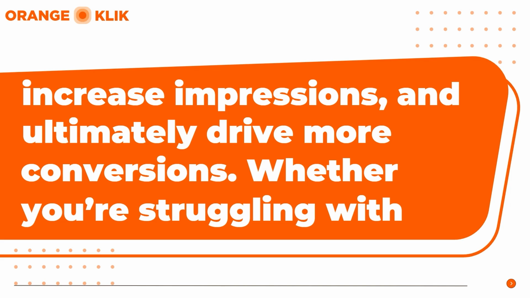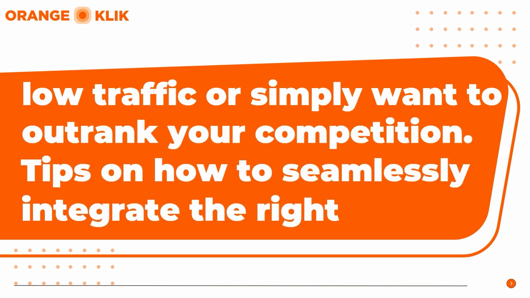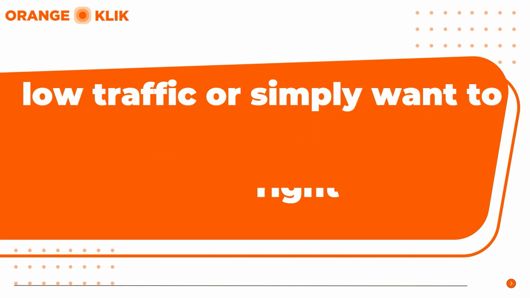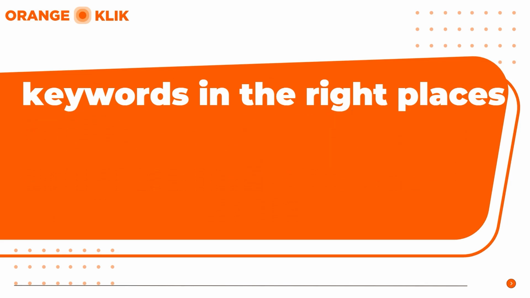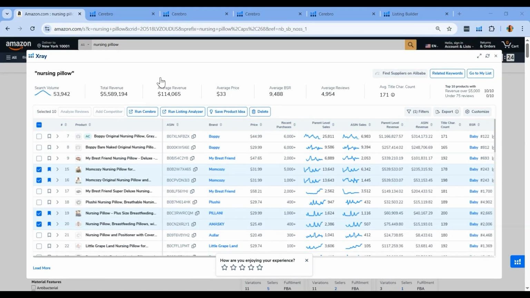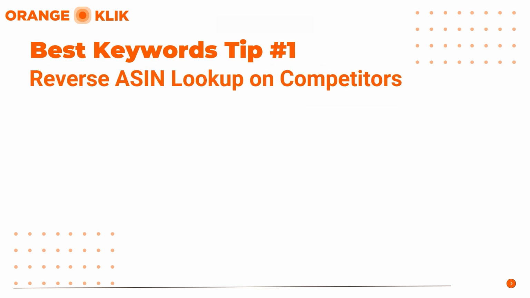Whether you're struggling with low traffic or simply want to outrank your competition, I'll be sharing expert strategies on how to seamlessly integrate the right keywords in the right places to maximize your product's discoverability and sales. So let's get started. We will start first with the strategies for finding the best keywords for Amazon product bullet points and descriptions. First is the reverse ASIN lookup on competitors.